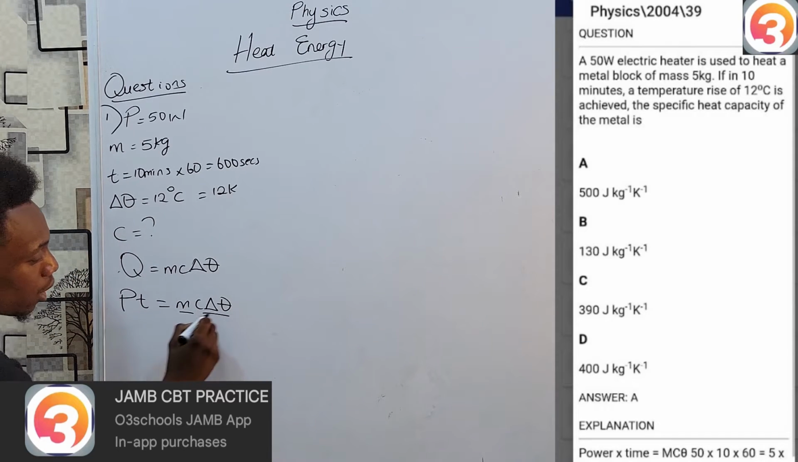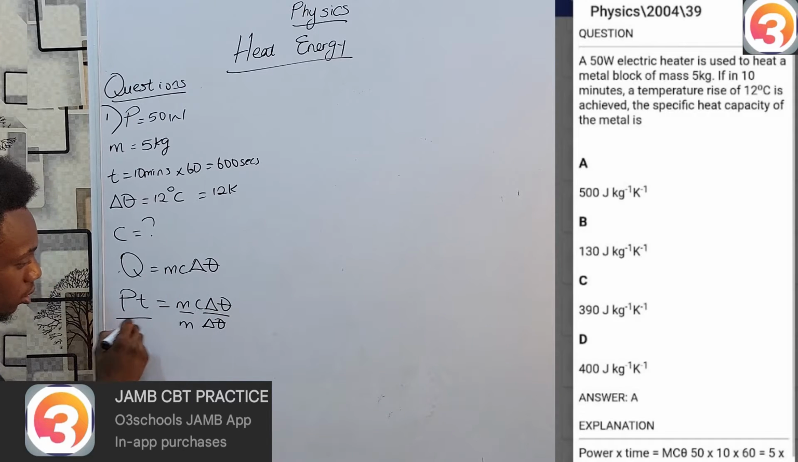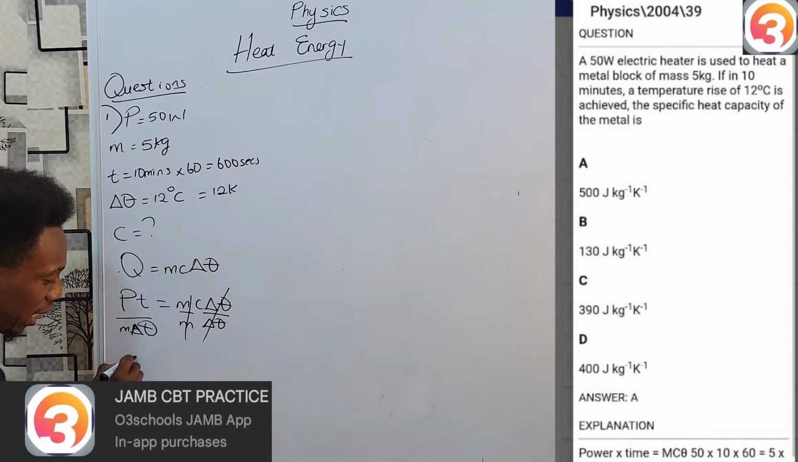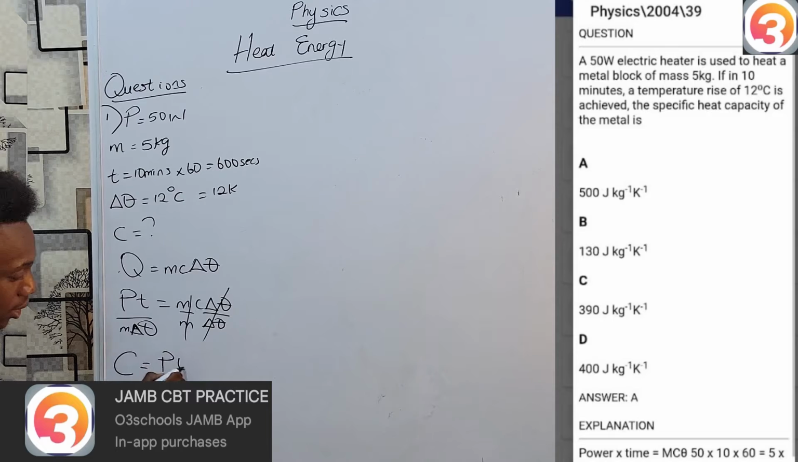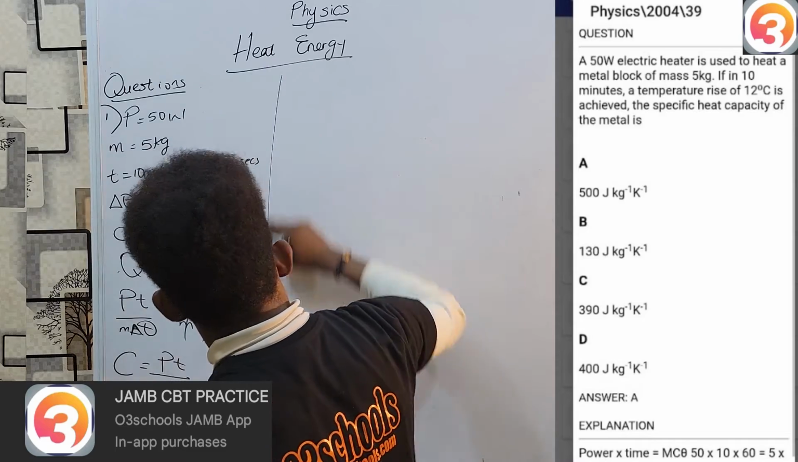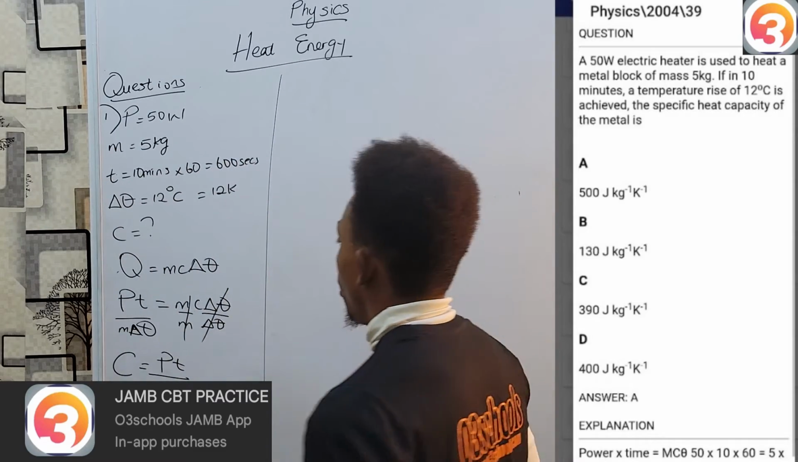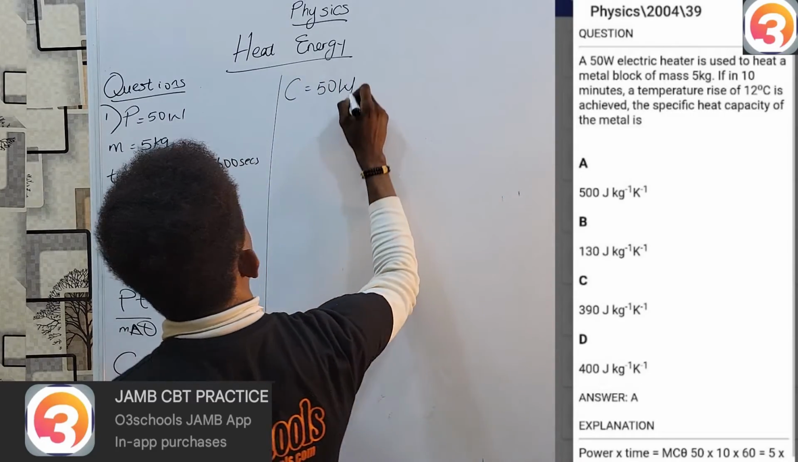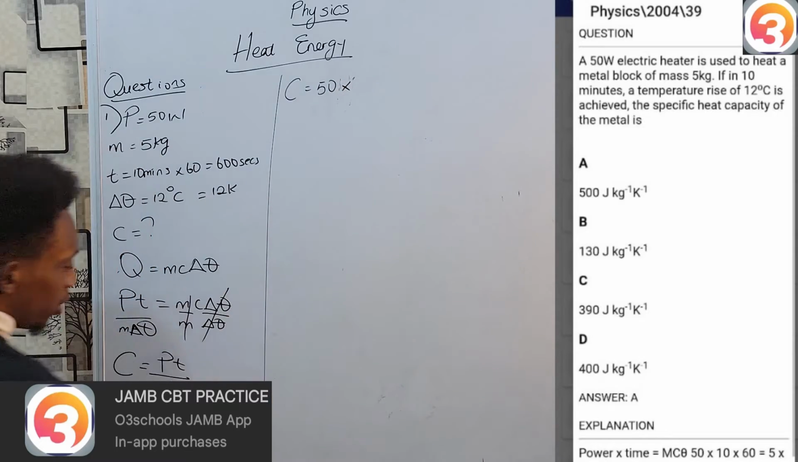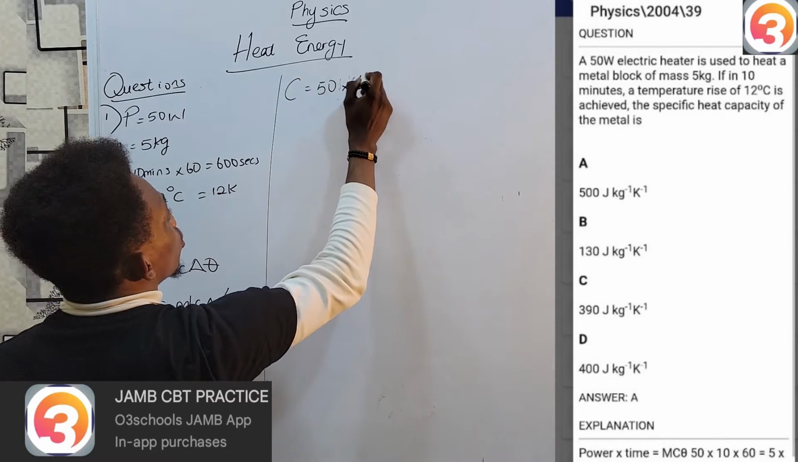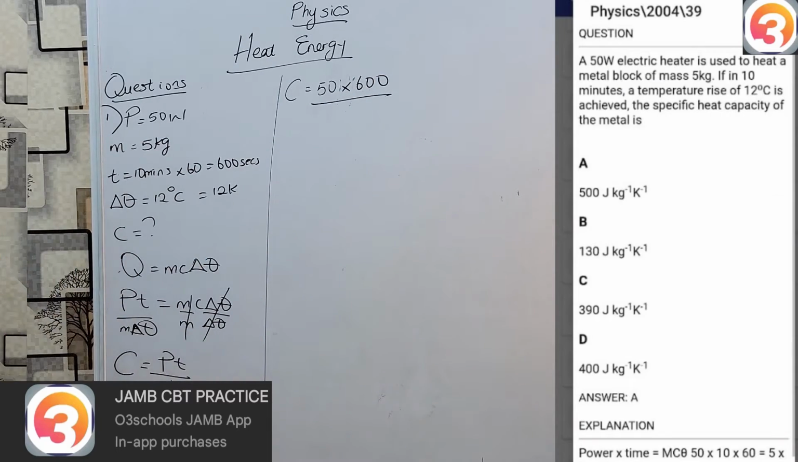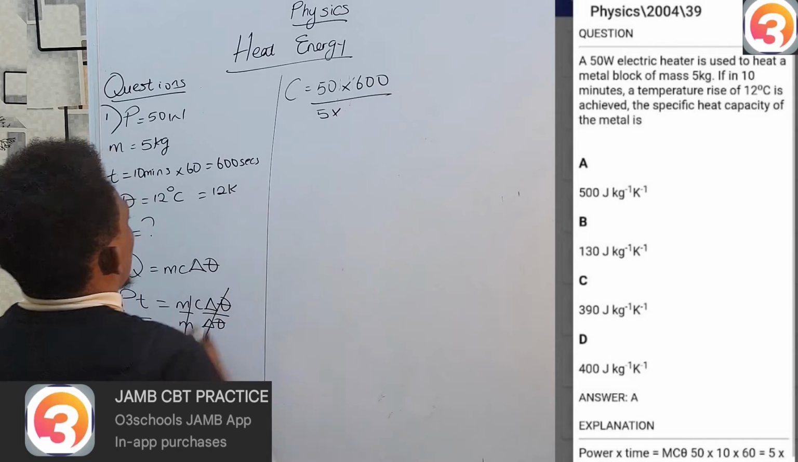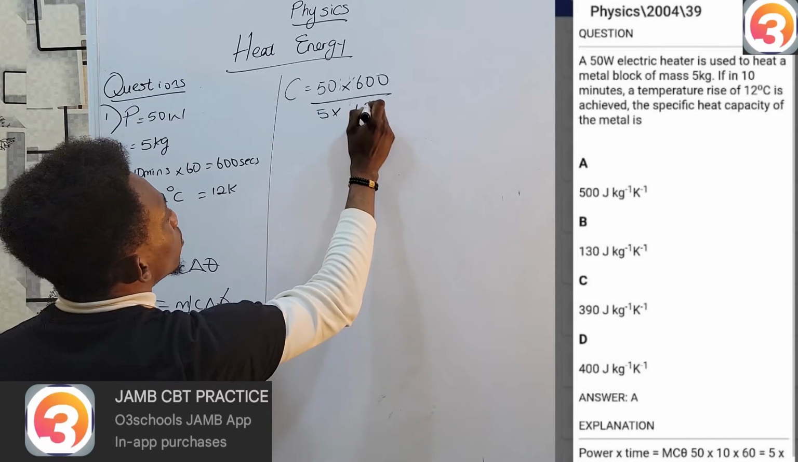For C to stand alone, I'll divide by M and change in theta. So instantly I know that my specific heat capacity C must be PT over M change in theta. Therefore, I know that my power P is 50 watts, so that's why the 50 is there, times my time, which is 600, all over the mass. The mass is 5, and change in theta is 12.